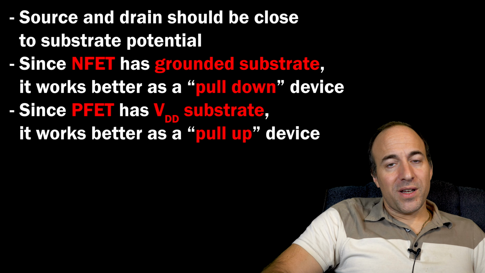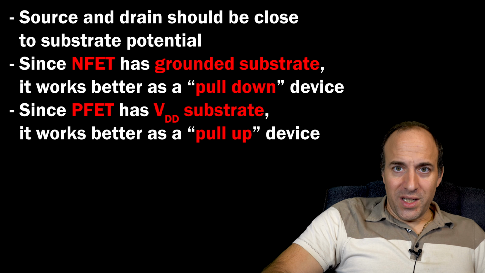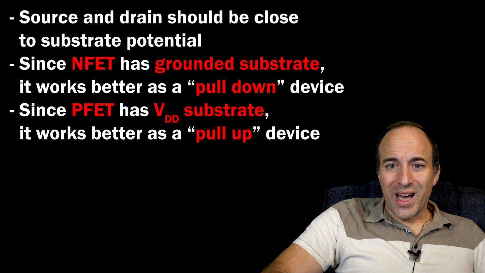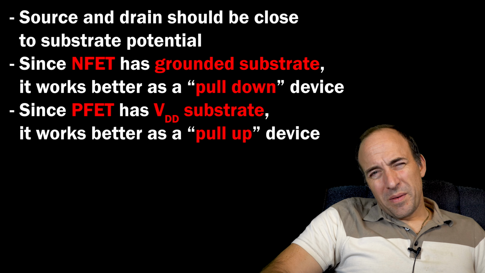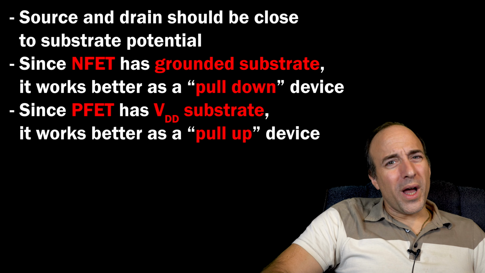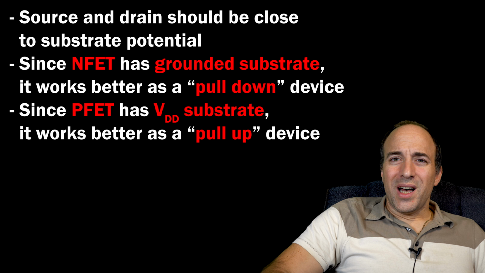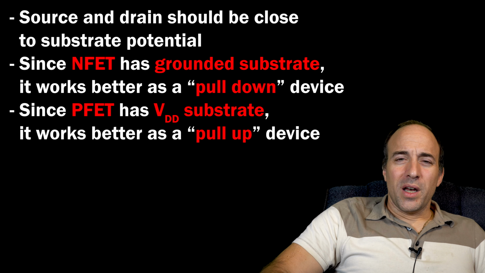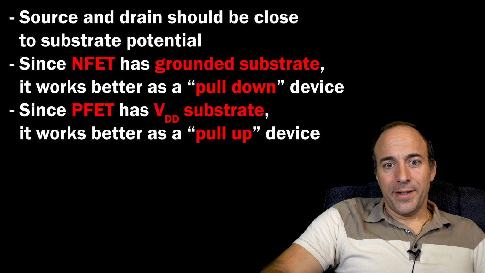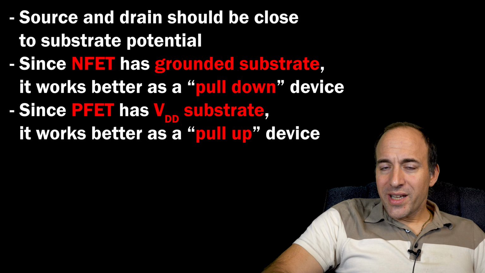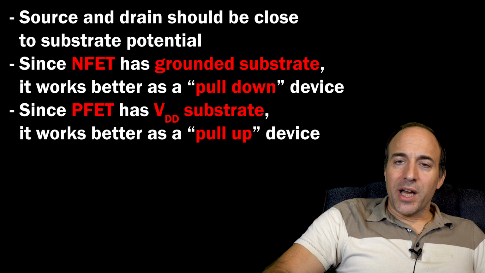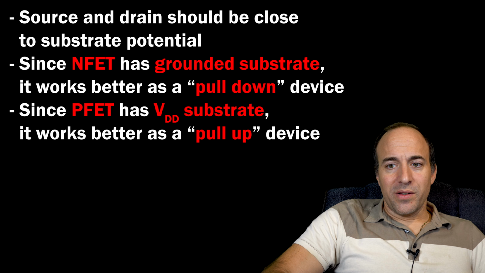You don't want to use the NFET to pull up to VDD, because if you do that, your source and/or drain will be at a higher voltage, which still works, but it doesn't work well because you don't get a large enough voltage difference between the gate and the channel, right? A P-type transistor, on the other hand, or PMOS or PFET, has the opposite types of silicon for the source, drain, and substrate.